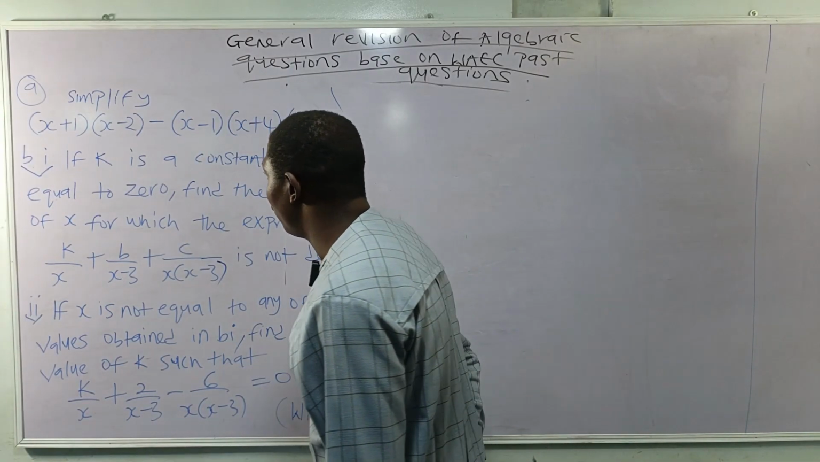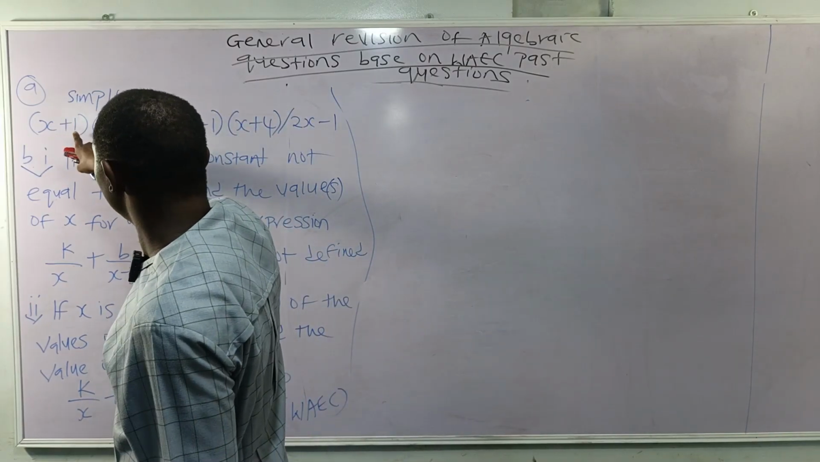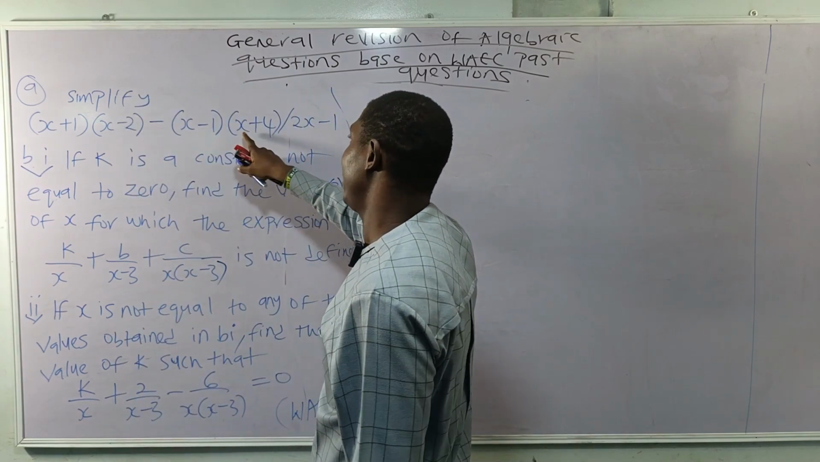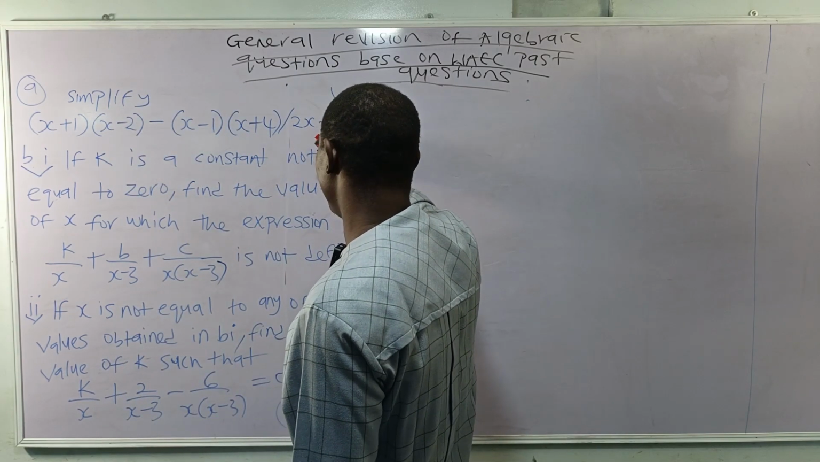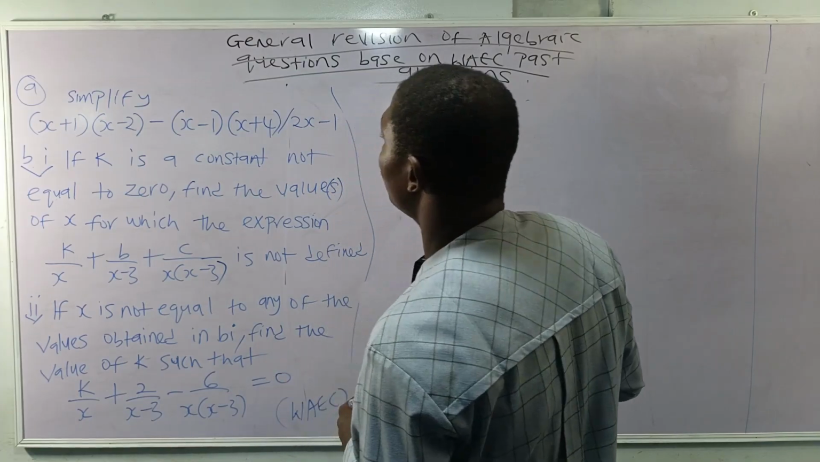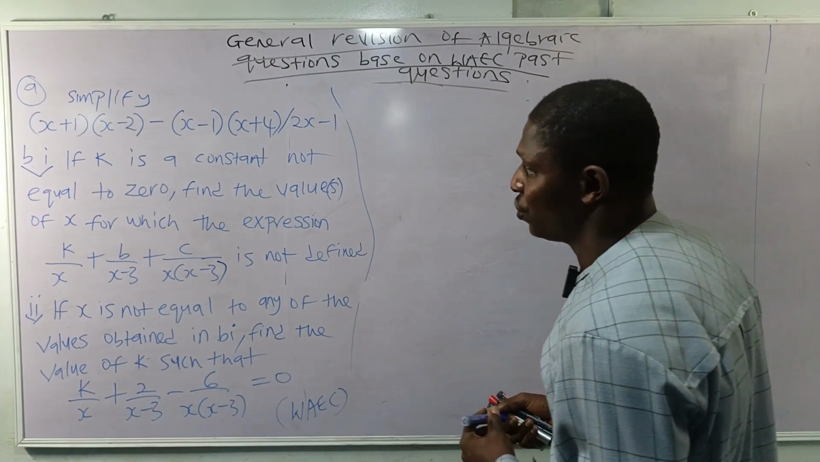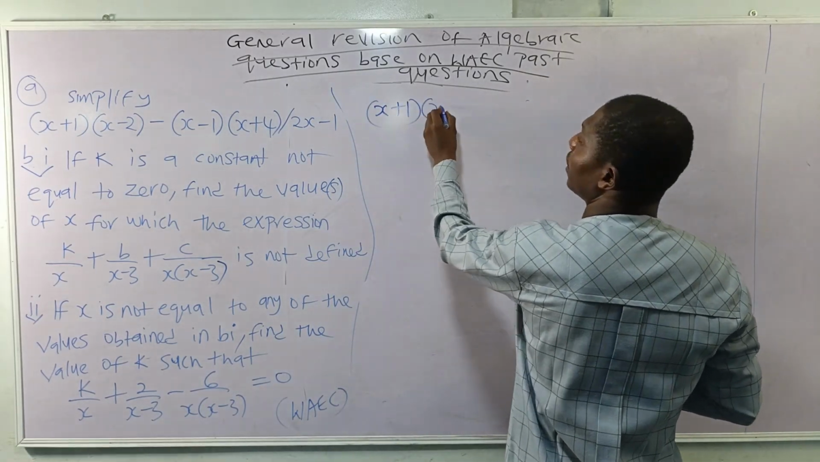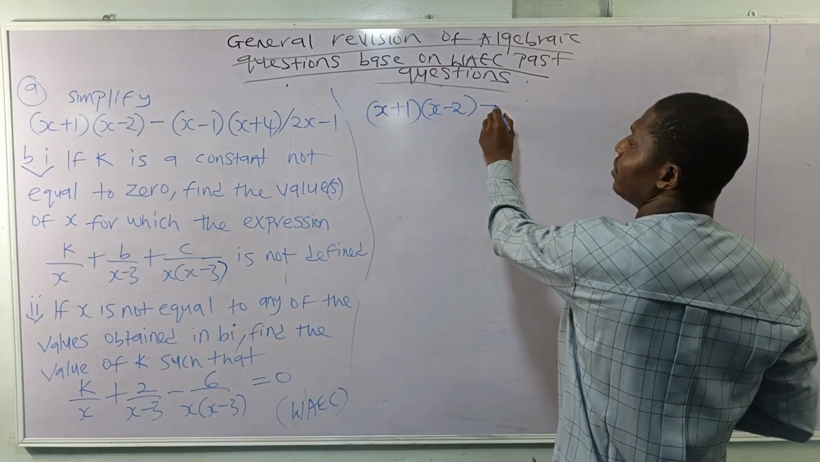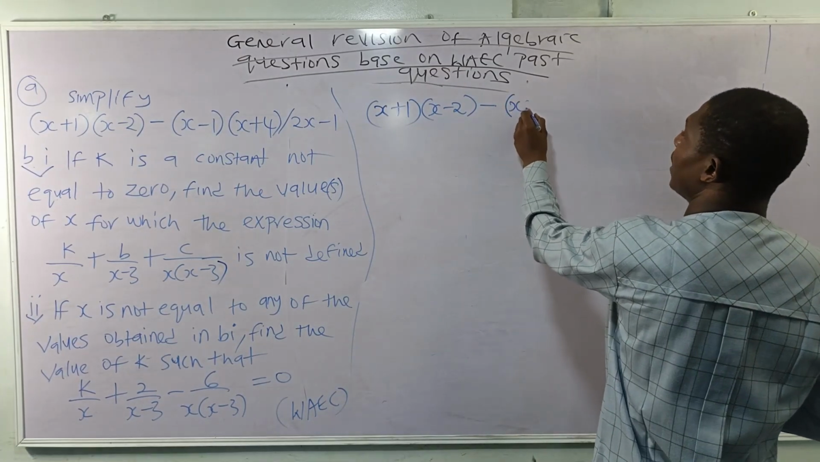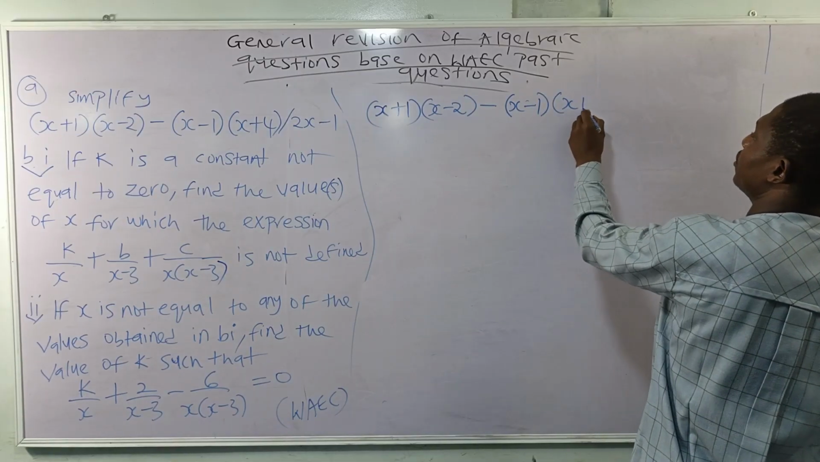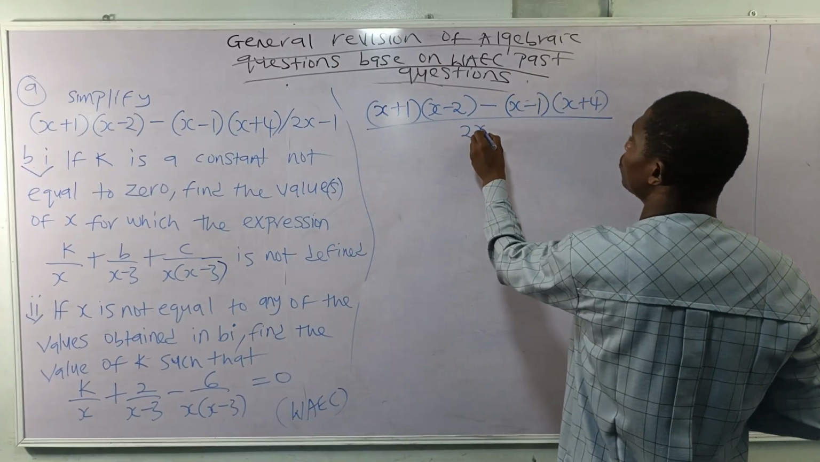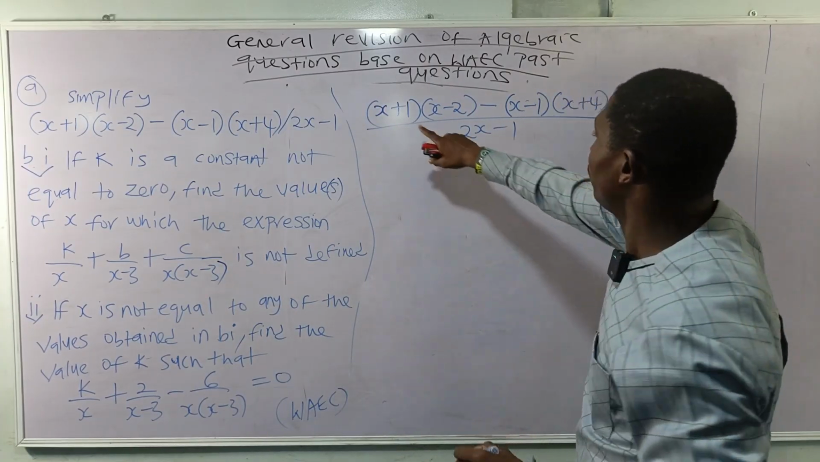We have a question again on the board. Part A says simplify (x + 1)(x - 2) - (x - 1)(x + 4), all over 2x - 1. So let's tackle question 1 first. We have (x + 1)(x - 2) minus, in brackets, (x - 1)(x + 4). This division sign here is the same thing as all over 2x - 1. Now we have to expand.